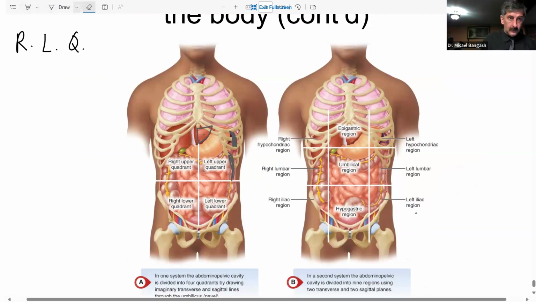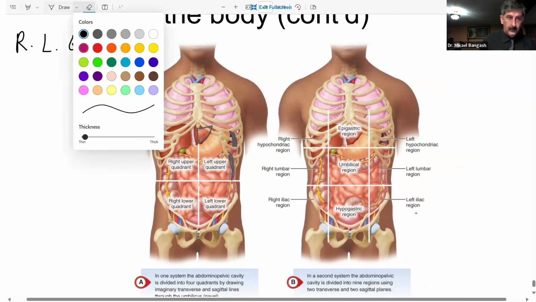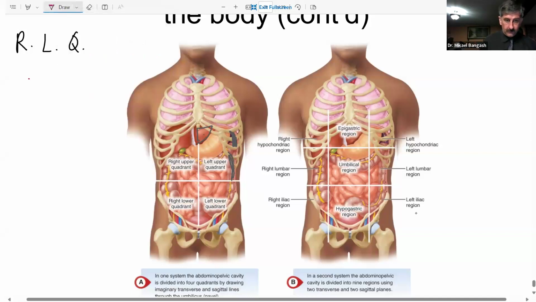And again, what do we have in the right lower quadrant? Now, first things first, let's say the visible things first. Loops of the small intestine. And these mainly are going to be the terminal part of your small intestine, which is going to be the ileum.